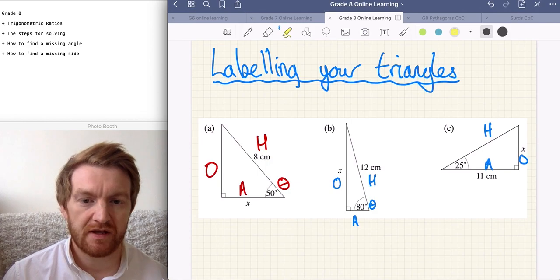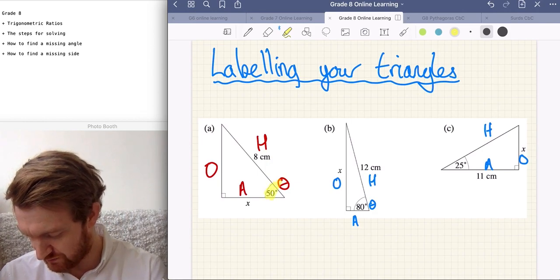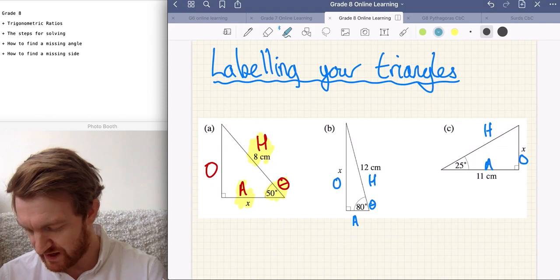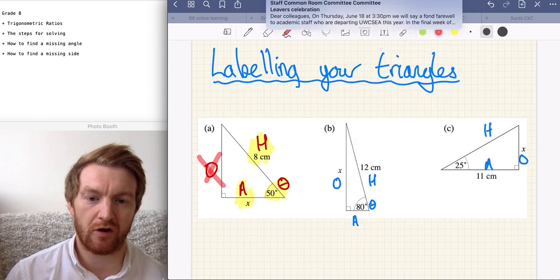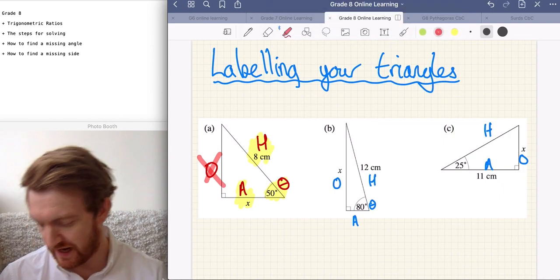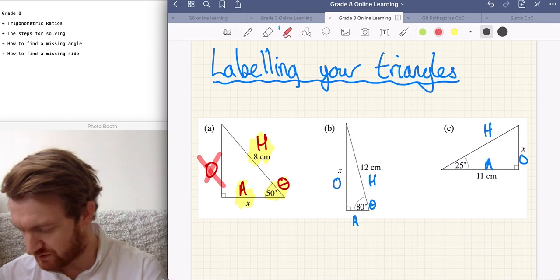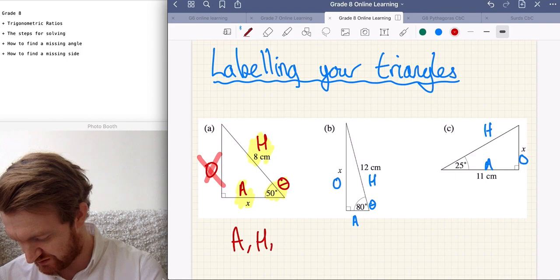Let's say I was going to solve that first question. Well, we can see that we've got an angle, we've got a hypotenuse, and we want to find the adjacent. We can see, however, that we have nothing about the opposite. We don't want to find it, and we don't know anything about it, so we ignore it. So we can see for this one, we've got an adjacent, a hypotenuse, and an angle.